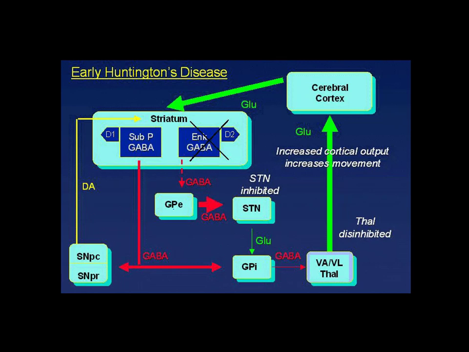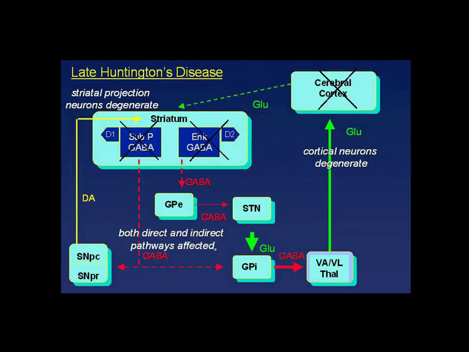You decrease that GABAergic signal to the GPE, you allow it to inhibit, you make everything go too fast. Okay? Over time, you lose both of them, and then you decrease your output back to the cortex, and you end up with a low motor output state. Okay?